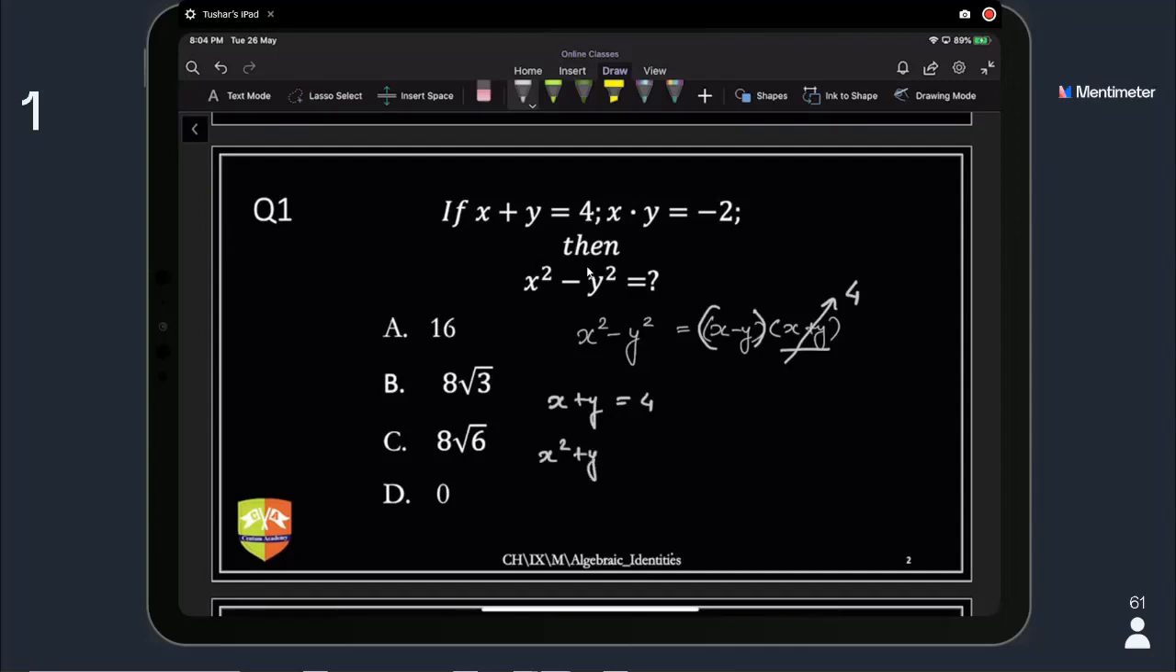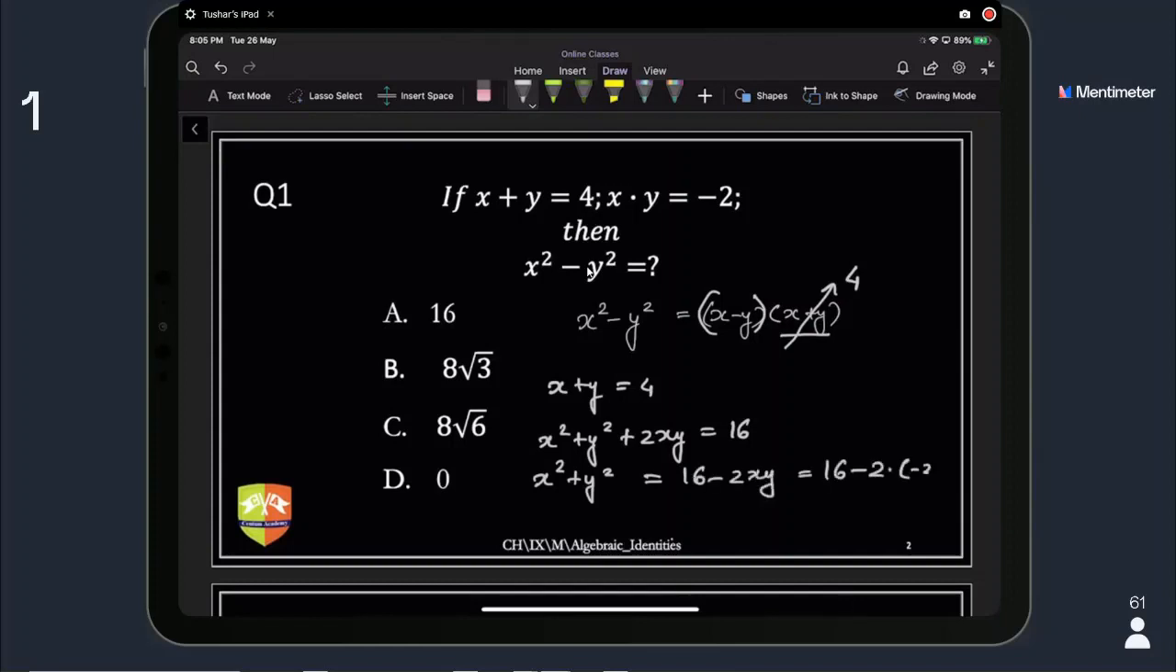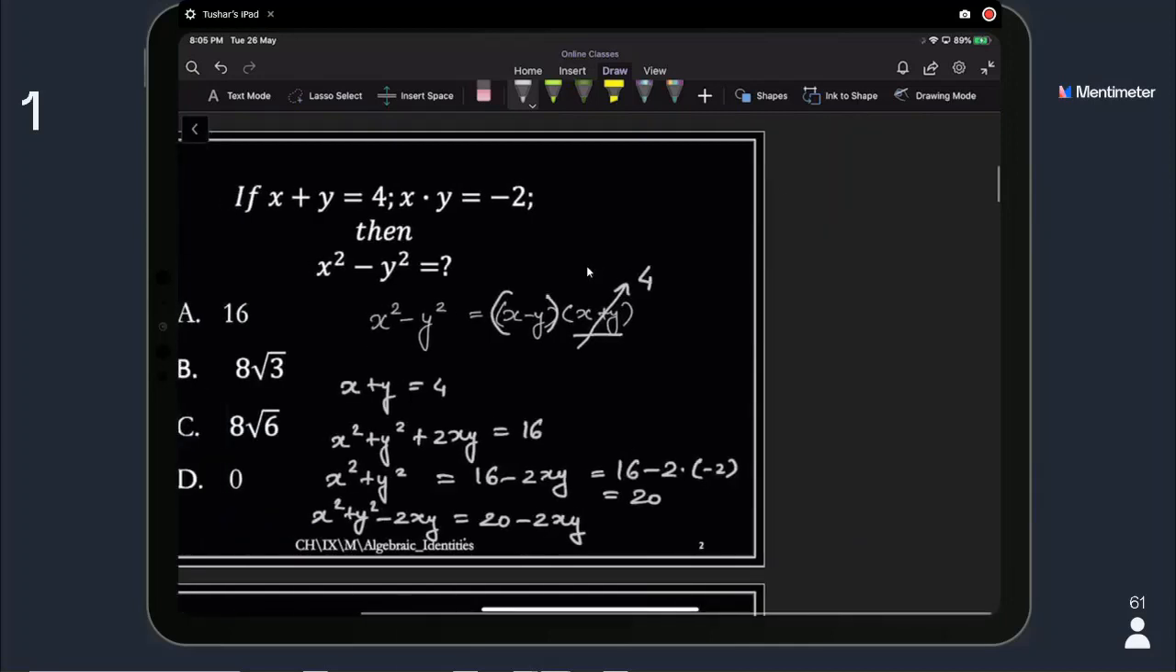x square plus y square plus 2xy is equal to 16. So that means x square plus y square is equal to 16 minus 2xy, which is 16 minus 2 times minus 2, which is 20. So x square plus y square is 20. So x square plus y square minus 2xy will be equal to 20 minus 2xy, yes or no? Right? So hence, I'm writing it here now. So this becomes x minus y whole square is equal to 20, and minus 2xy was plus 4. Correct? So this is 24.